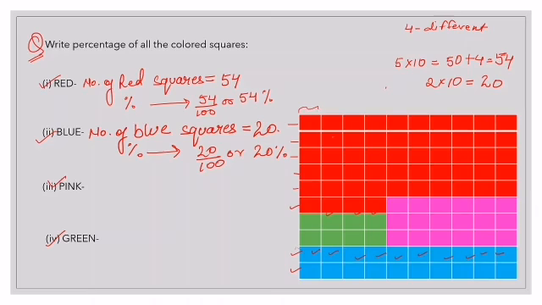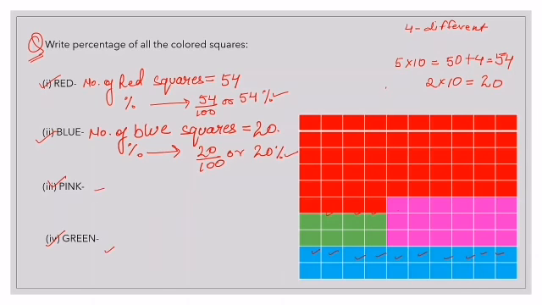Out of all the squares, how much part has blue covered? Blue has covered 20% of the part. And out of the total squares, how much part has red covered? Red has covered 54%, where blue has covered 20% of the total squares. Now similarly we can find out the percentage for pink and the percentage for green.